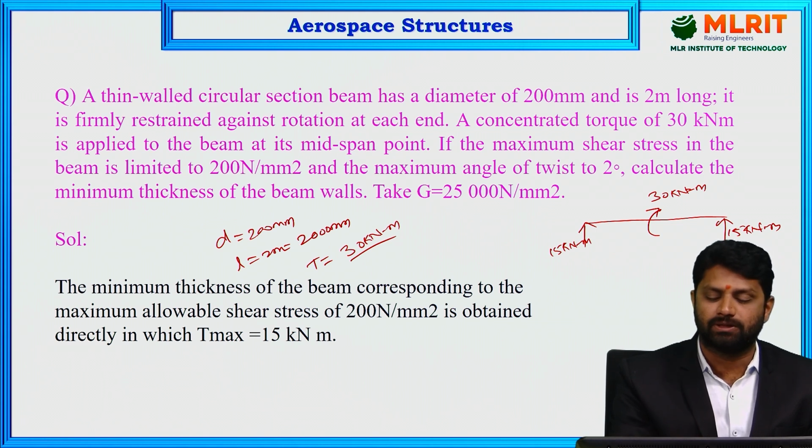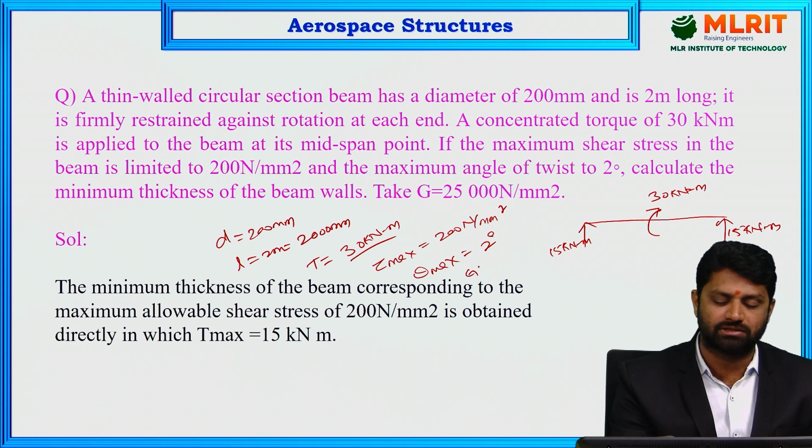Then what is given here: the maximum shear stress, tau max, which is equal to 200 Newton per mm square. And then the maximum angle of twist, theta max, is also given, equal to 2 degrees, and the modulus of rigidity he has given as 25,000 Newton per mm square. And then he is asking to calculate the minimum thickness, that is T minimum equals to what.